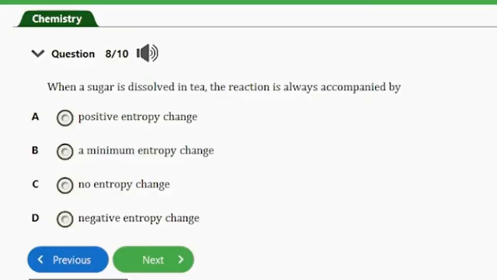So guys, the answer to this question here is option A. It's actually accompanied by a positive entropy change. The dissociation of the sugar in tea is accompanied by a positive change in entropy. So guys, it makes sense because the sugar is dissociating and getting more disordered. So that would be a positive entropy change. So that's option A here.